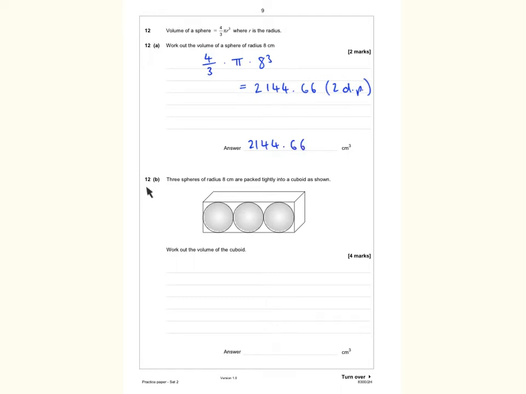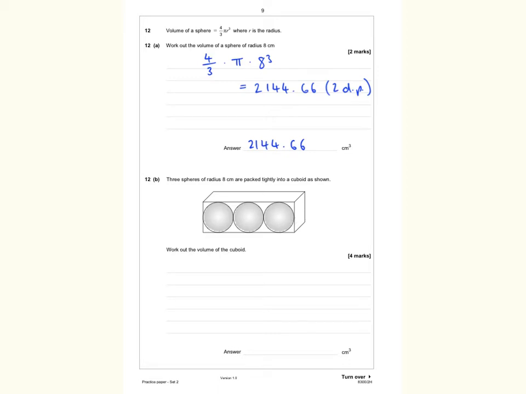Question 12b now. 3 spheres of radius 8 centimeters are packed tightly into a cuboid as shown. So these are the same spheres that we were working with there. The radius is 8 centimeters, and it's packed tightly here. You can see that it's touching there, it's touching there, and it's touching at the top and at the bottom. Work out the volume of the cuboid. We can't see how it goes this way, but we've been told that there are only 3 spheres there, so it must be touching on this end and on that end.